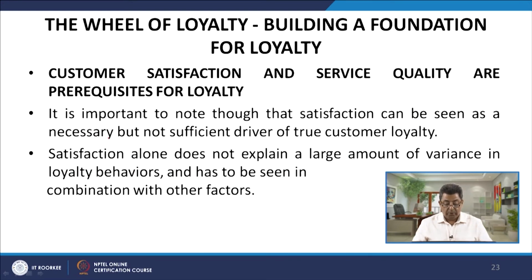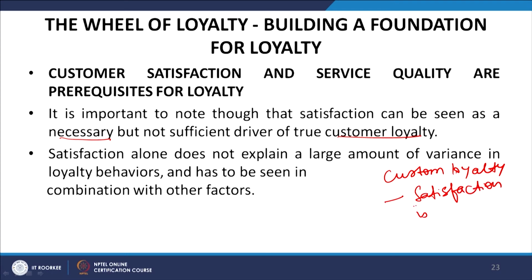It is important to note, though, that satisfaction can be seen as a necessary but not sufficient driver of true customer loyalty. It is a necessary but not sufficient condition. So this satisfaction is a necessary condition, but it is not all. Some of the satisfied customers may become loyal, while some may not. Satisfaction alone does not explain a large amount of variance in loyalty behavior and has to be seen in combination with other factors.